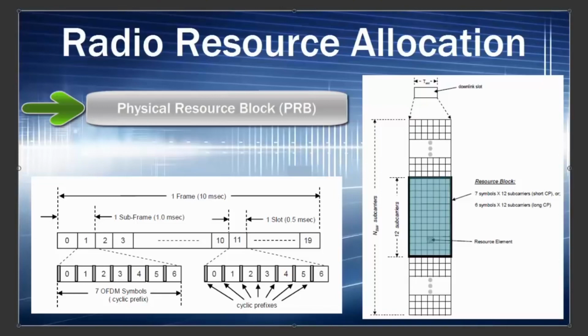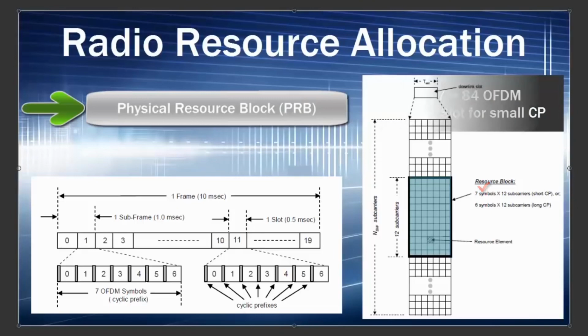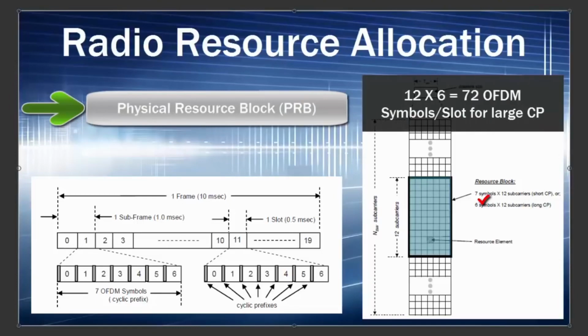For normal cyclic prefix, one subcarrier has 7 OFDM symbols for a duration of one time slot. So in one time slot, 12 subcarriers will have 12 into 7 equal to 84 OFDM symbols. For extended cyclic prefix, one subcarrier has 6 OFDM symbols. So for a duration of one time slot, it will have 12 into 6 equal to 72 OFDM symbols.